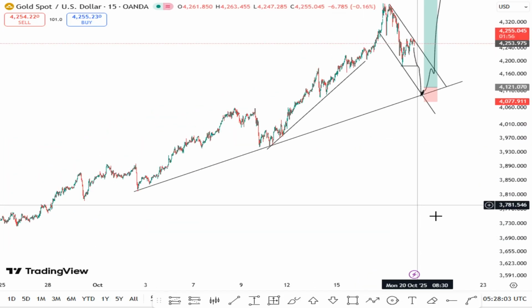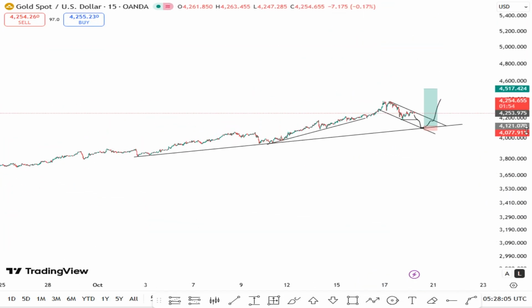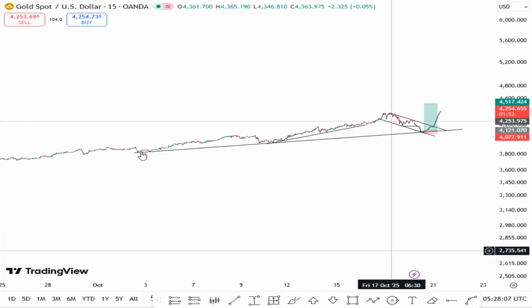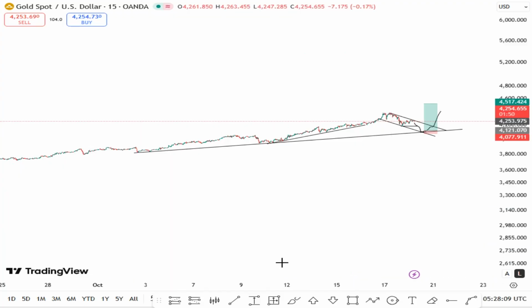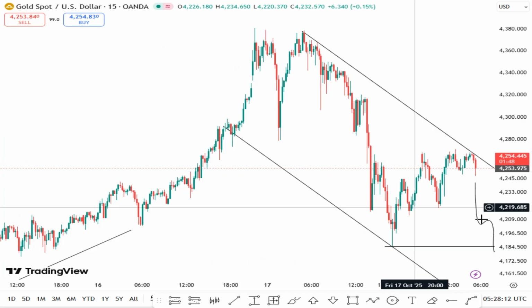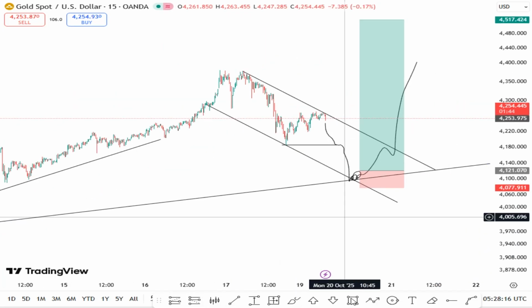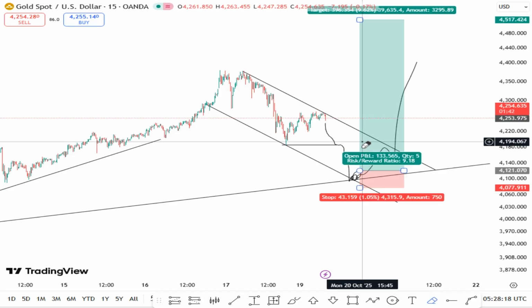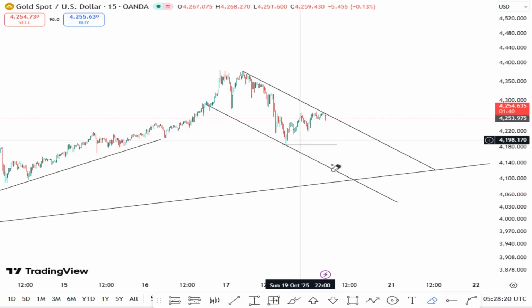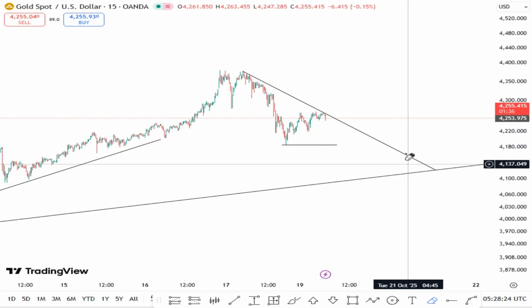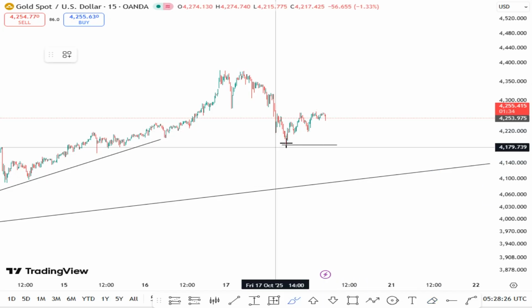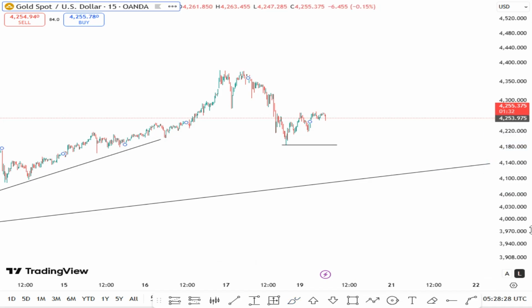Because now remember, this is 1 2 3, the third touch, right? So those are the possibilities. Either gold gives us an entry right here. Let me just remove this. This trend line right here is not valid until gold breaks out of this low, right? So I think I should remove it, right?